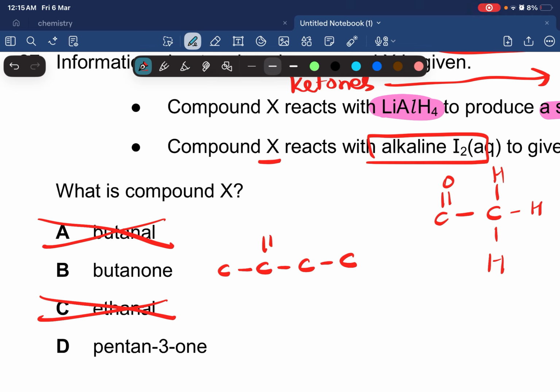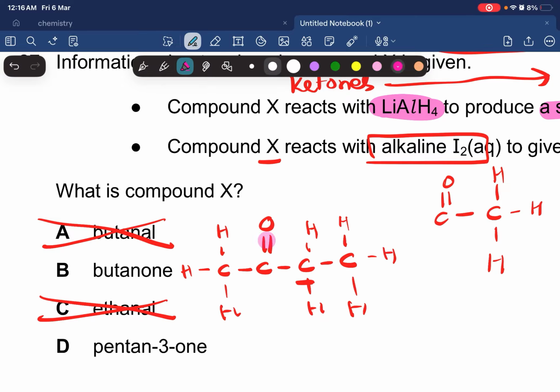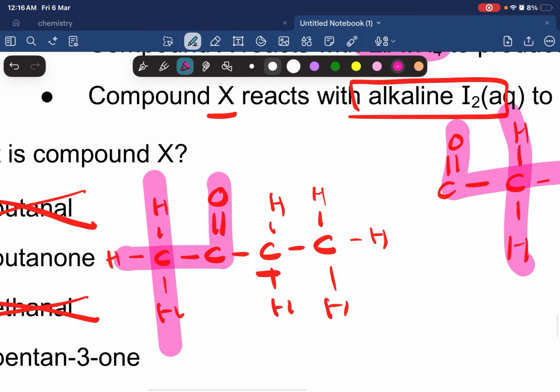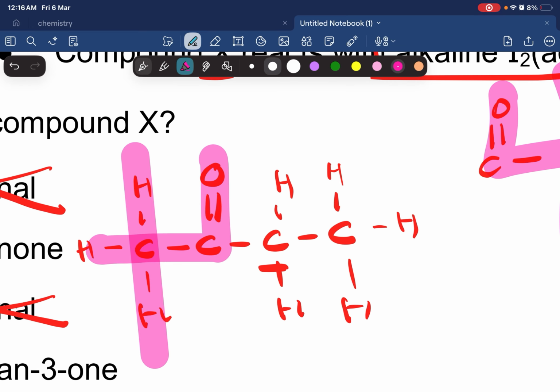It doesn't matter whether you put your double bond here or on this carbon, it's going to remain the same. So look over here: H, H, H, H, and H. Firstly, it's going to react with your alkaline I2 to give you a yellow precipitate because it has a C double bond O CH3 group.